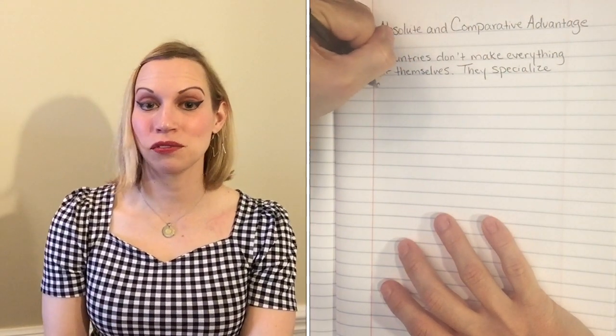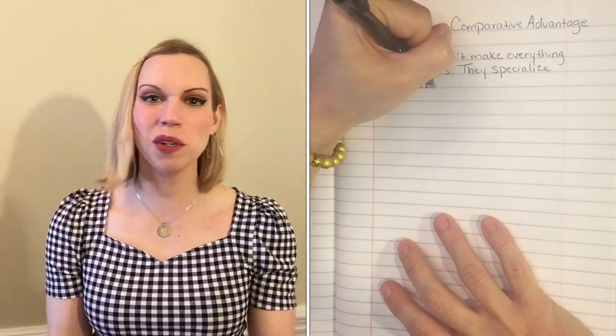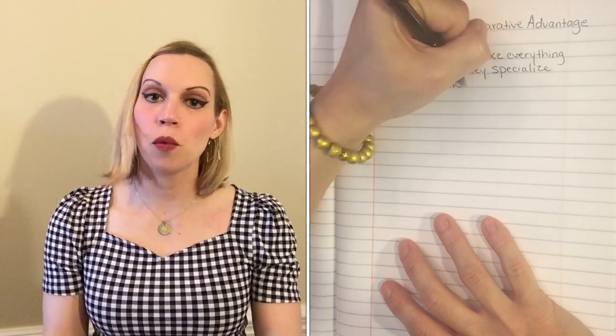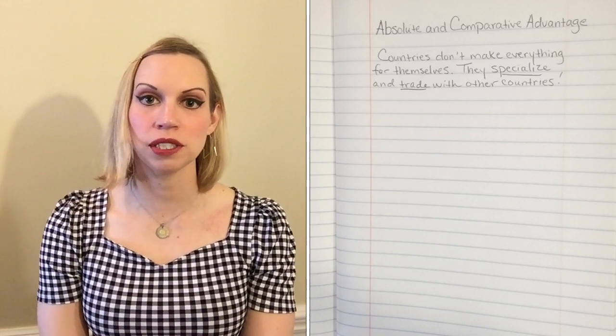This is why the United States trades with other countries for things like socks or for things like paper or oil. We don't try to make everything ourselves. We specialize in the production of a few things and we trade those with other countries.